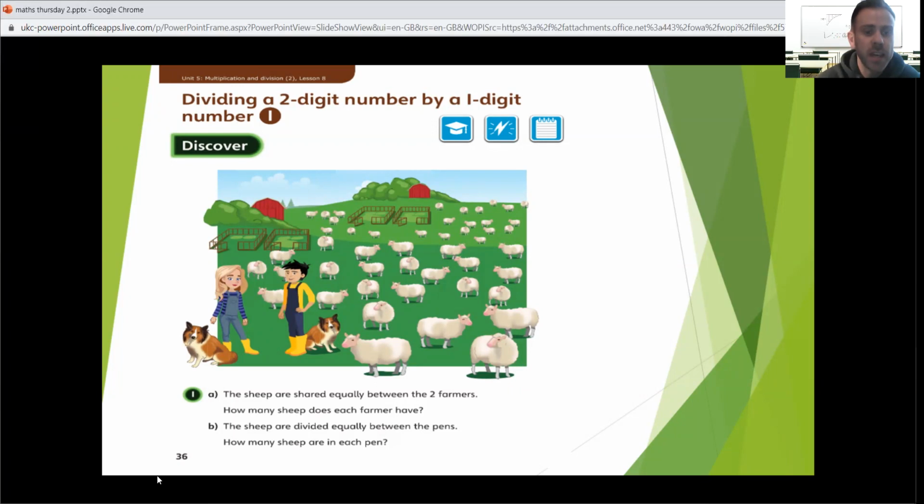Hang on, I'm just going to read 1B out for you. 1B, the sheep are divided equally between the pens. How many sheep are in each pen? There's 48 sheep, remember, and there are 1, 2, 3, 4 pens. So remember, we're sharing equally, which means divide. There's 48 sheep. Have a go at 1A and 1B now, and I'll come back in a sec and tell you the answers.